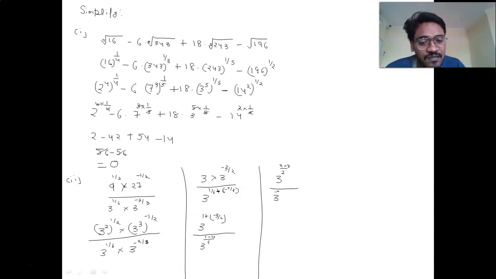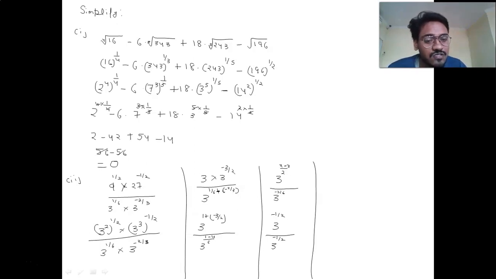Minus 3 by 6, or I can write it as minus 1 by 2. See, in the numerator it's 3 raised to the power minus 1 by 2, and in the denominator also it's 3 raised to the power minus 1 by 2. You can check in the numerator what it gets simplified to. After simplifying it will become 3 to the power minus 1 by 2, and if you check in the denominator, also minus 3 by 6 will simplify as 3 raised to the power minus 1 by 2.